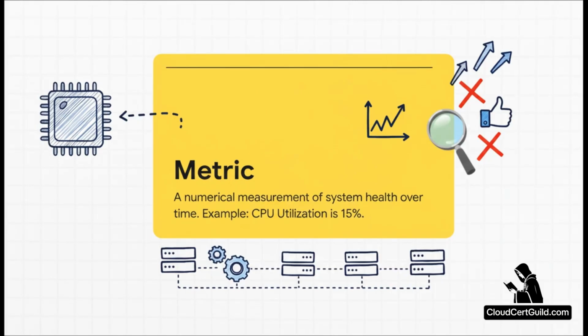So let's break it down. First, you have a metric. A metric is just a number, a fact. For example, the CPU utilization is currently 15%. That's it. That's the metric. It doesn't say if that's good or bad. It's just a piece of data.